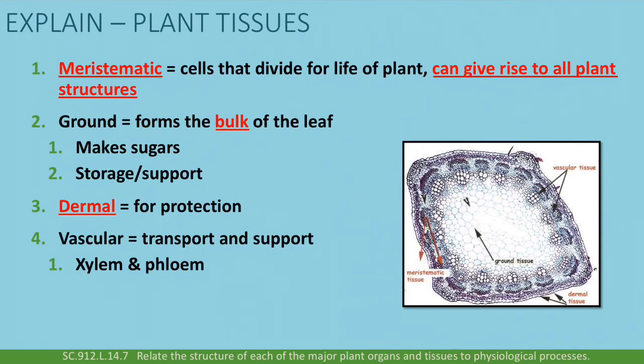Next up, we have dermal tissue, and this is going to be on the outside of your plant. This dermal tissue is going to be used for protection for the plant from either the environment or from other factors such as insects or animals that like to eat plants, just anything to help the plant survive. Yes, it may not be a whole lot of protection, but it's better than nothing.